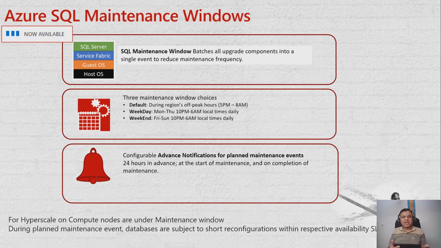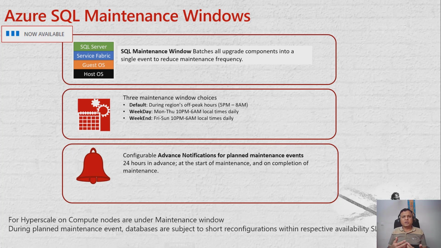To make it easier and more predictable, we have given a feature called maintenance windows, which are called fixed maintenance windows. There are 3 windows out of which you can choose when we should patch your database. It could be the default, which is between 5 p.m. to 8 a.m., in the time zone of the region in which your database is deployed. You can also opt in to choose a weekday maintenance window, which is from 10 p.m. to 6 a.m. Monday to Thursday, or you can opt in for a weekend maintenance window, which is Friday to Sunday, 10 p.m. to 6 a.m. local time of the data center.